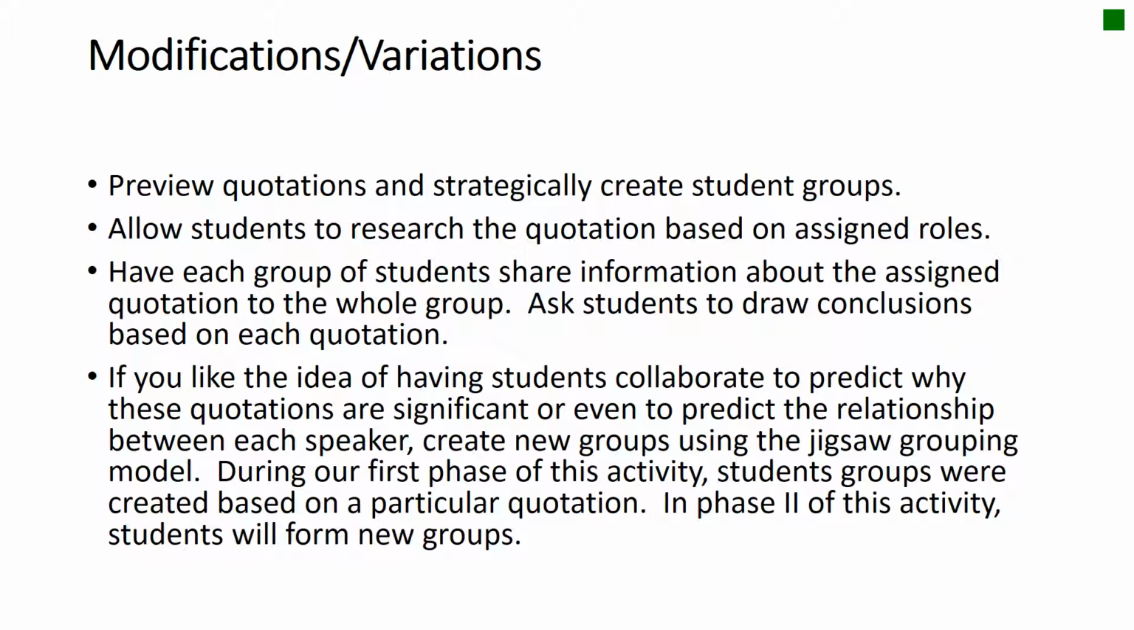Lastly, if you like the idea of having students collaborate to predict why these quotations are significant, or even to predict the relationship between each speaker, create new groups using the Jigsaw grouping model. During our first phase of this activity, student groups were created based on a particular quotation. In phase 2 of this activity, students will form new groups. Now, there must be 5 different quotations in each group.